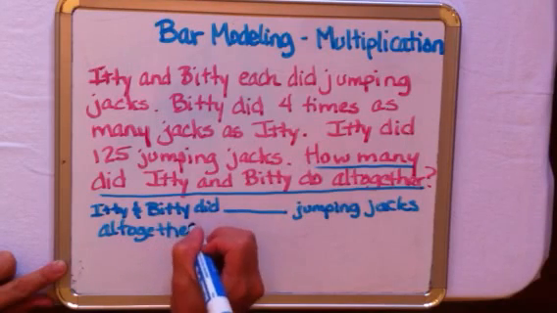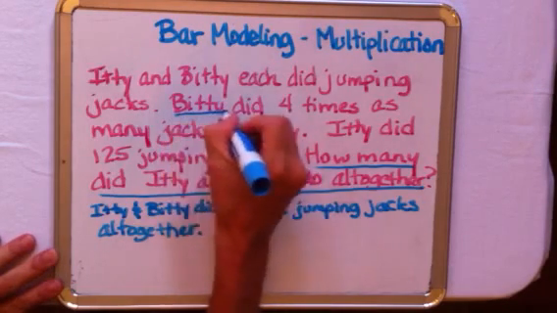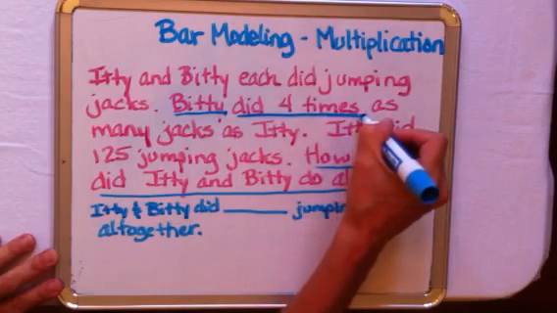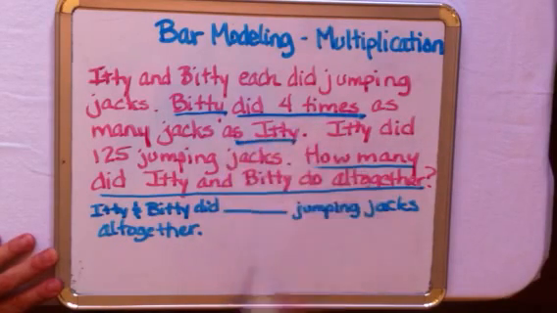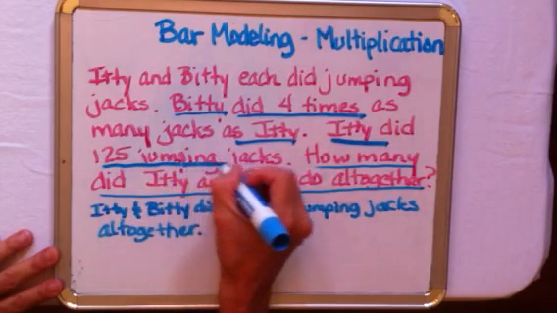Notice I have not worked anything of the problem yet. I'm still just gathering information. So the next step is to underline or highlight the important information. So the important information is that Bitty did 4 times as many as Itty, and Itty did 125 jumping jacks.